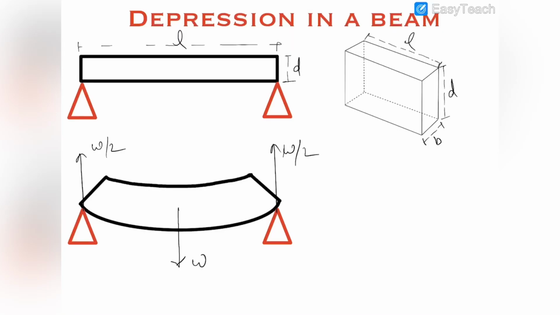In this video, we'll discuss the depression produced in a beam. So let us suppose that there is a beam of length L, depth D, and breadth B. You can see the cross-sectional view of this beam, and this beam is supported by these two supports, and this beam is depressed by some length due to its own weight W.